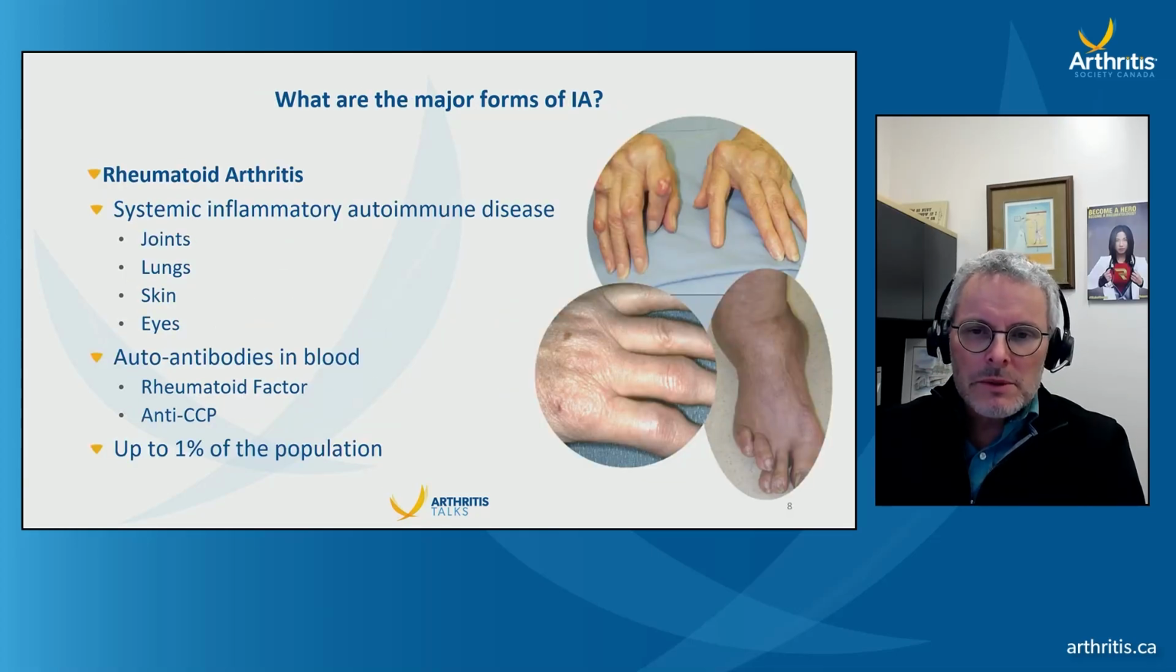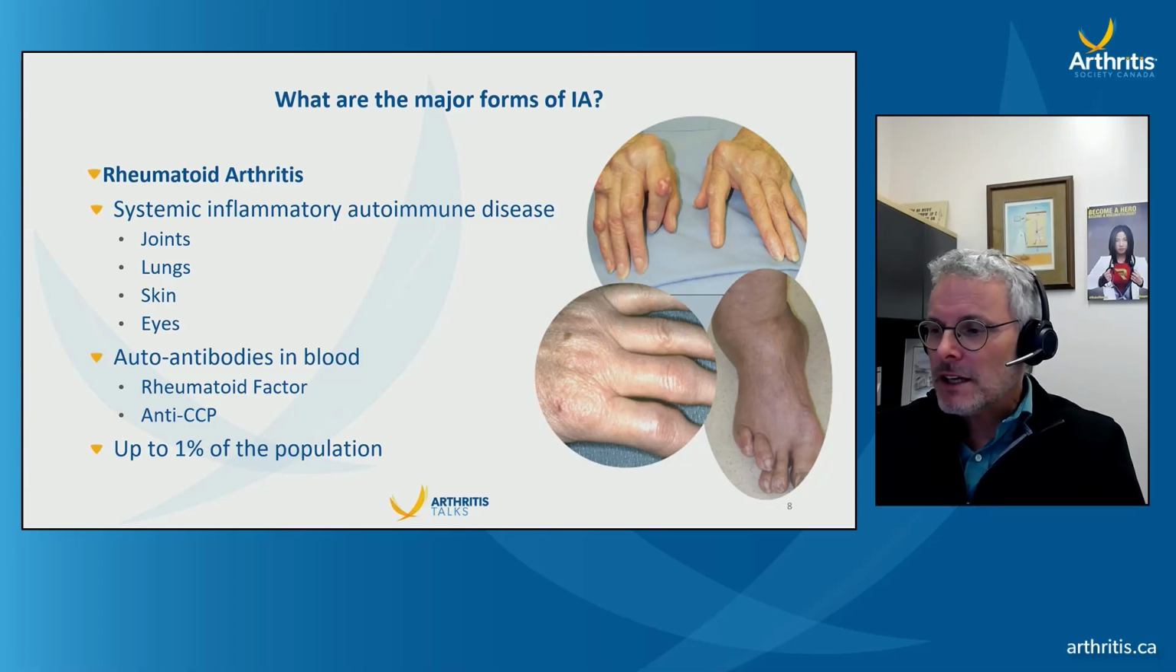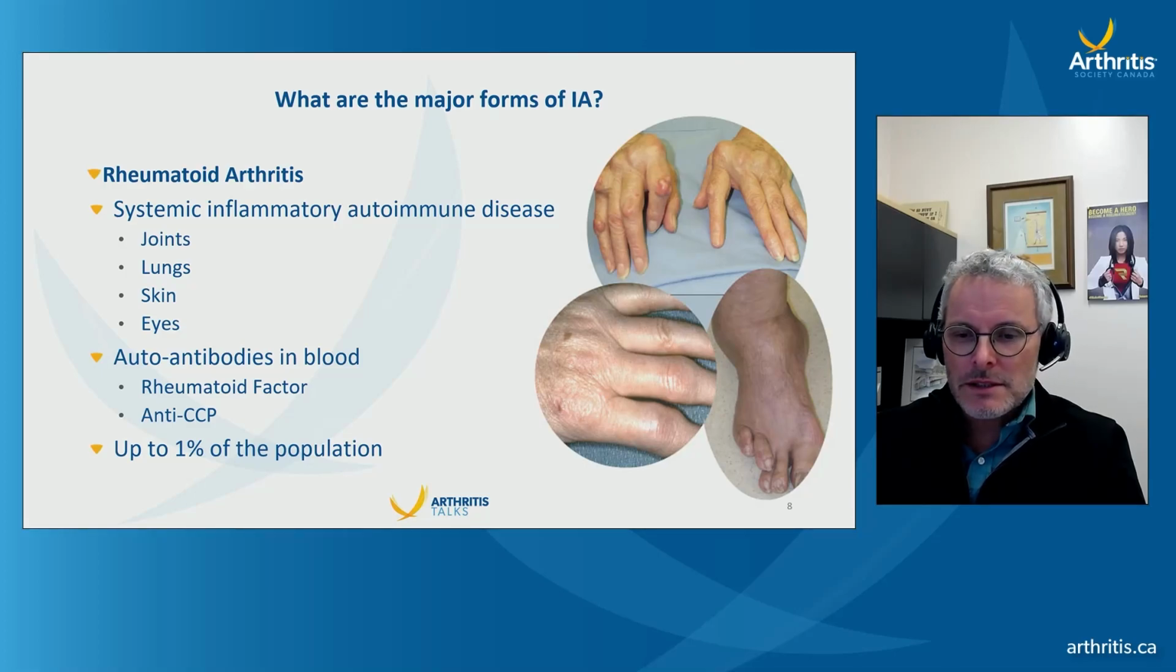What are the major forms? Well, the most common one is rheumatoid arthritis. Rheumatoid arthritis we call a systemic inflammatory autoimmune disease. So it's an autoimmune disease where your body's immune system is geared up, and instead of fighting off bacteria or infections, it's attacking your joints. But it can also attack your lungs, your skin, and your eyes.